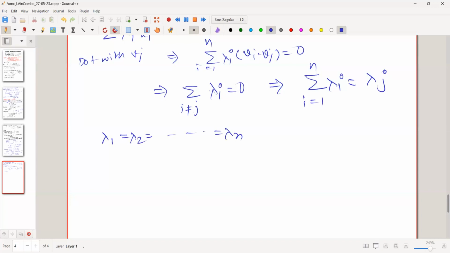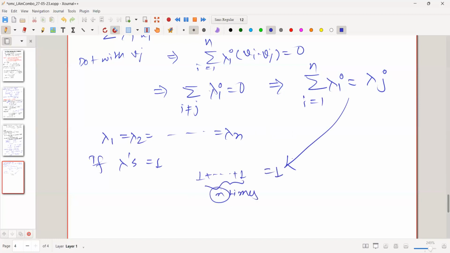But now here's the catch. Suppose all of them were equal to 1, right? So if the lambdas were equal to 1, then this equation tells you that 1 plus 1, n times, equals 1. But n was even, so this means that this is basically just 0. So this is a contradiction.